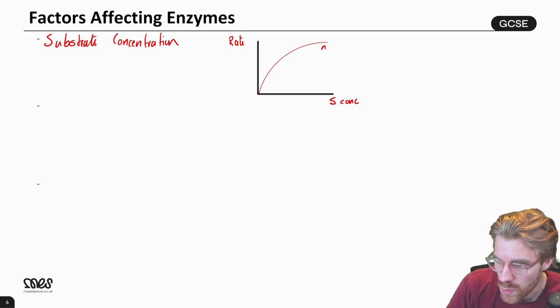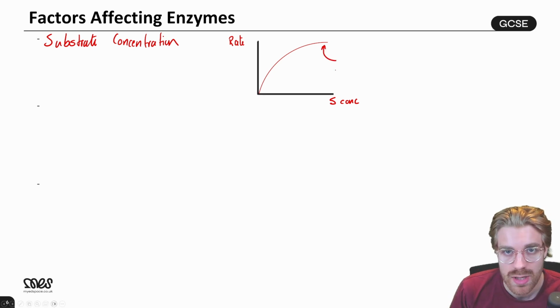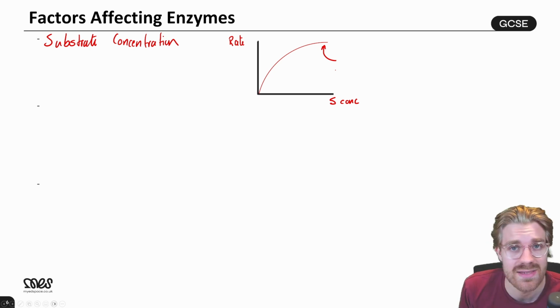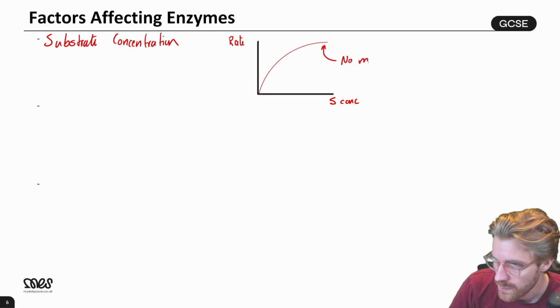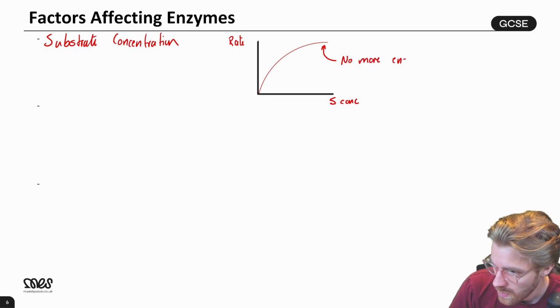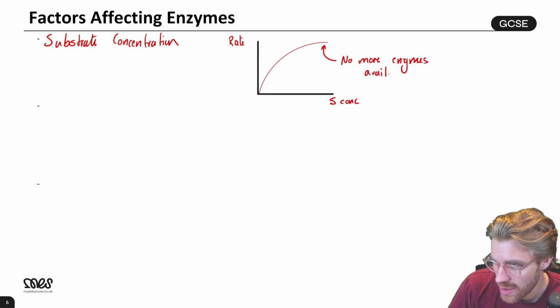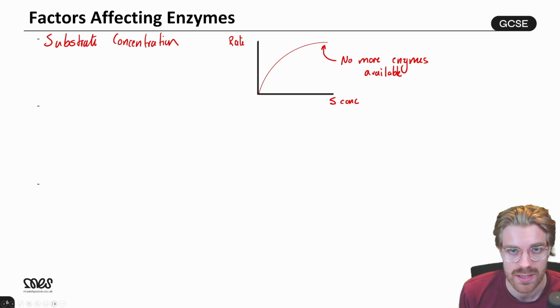Now, eventually we are going to reach a plateau. And the reason that it plateaus there is because all of the enzymes are busy working at their maximum rate. There's no more enzymes available. So this is when we could say that the enzymes are acting as a limiting factor.